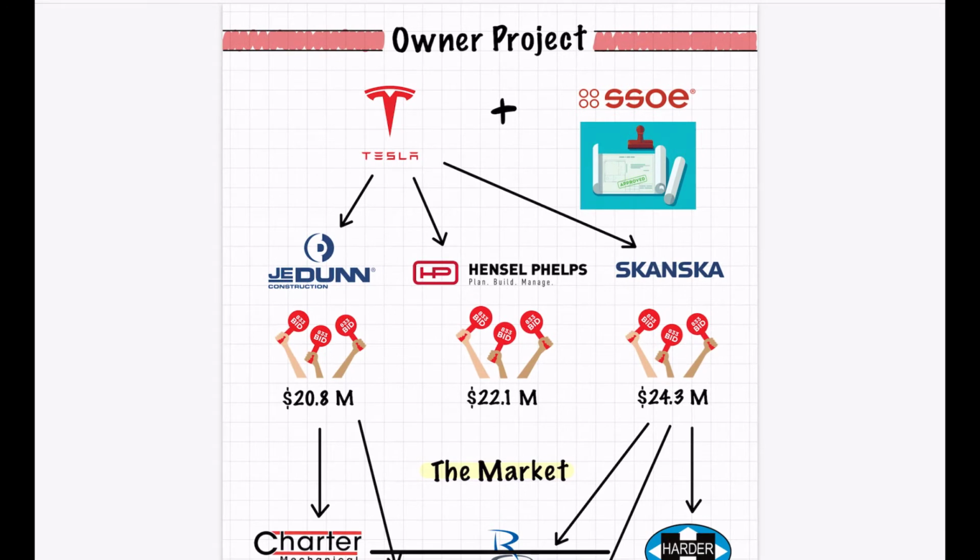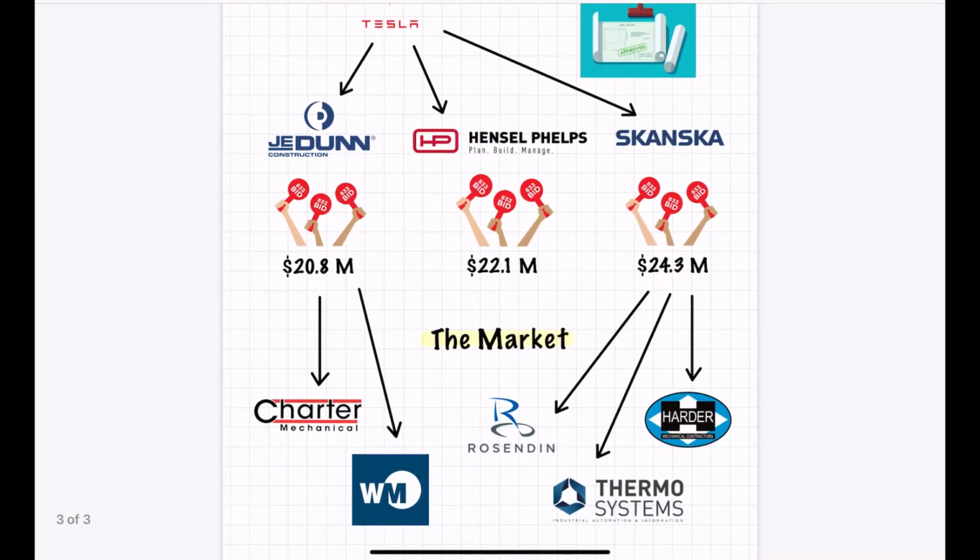So this is not design build. They're going to go solicit to J.E. Dunn, Hensel Phelps, and Skanska, for example. So they choose who they want to work with. Then you have 3 general contractors who now have drawings.